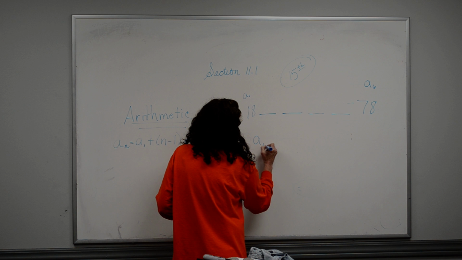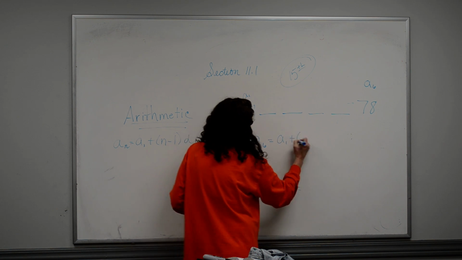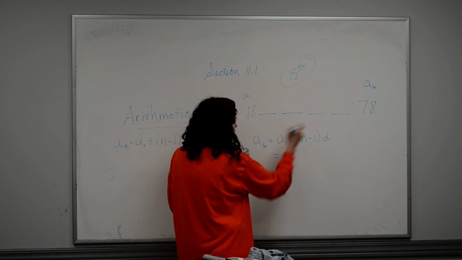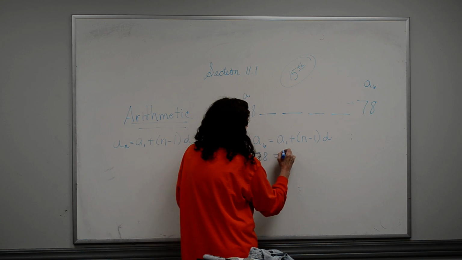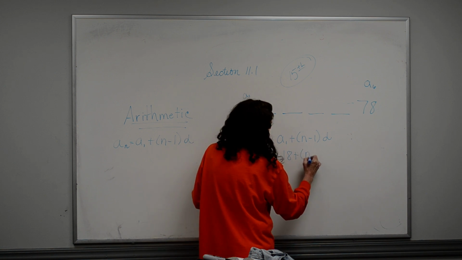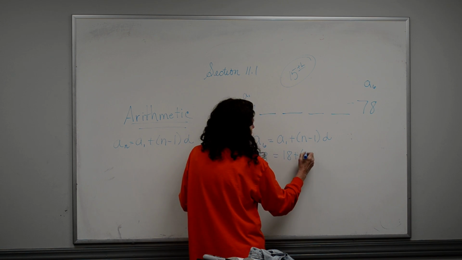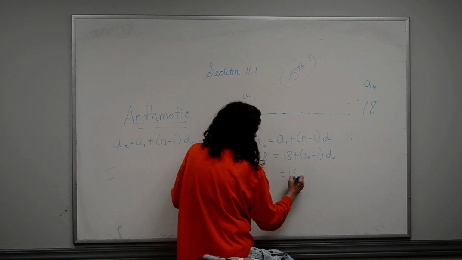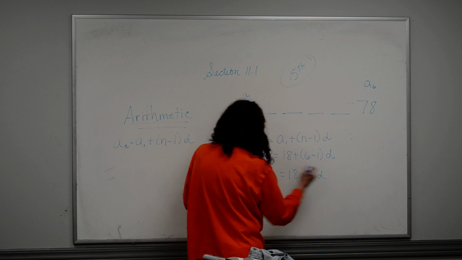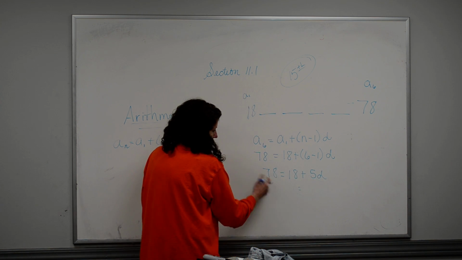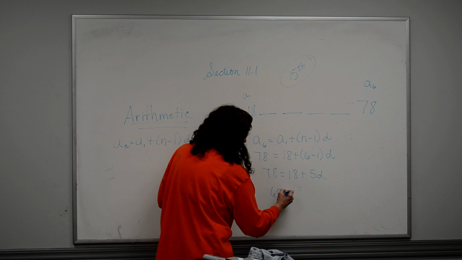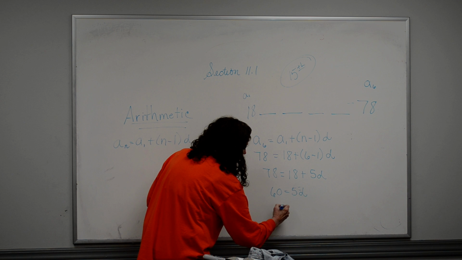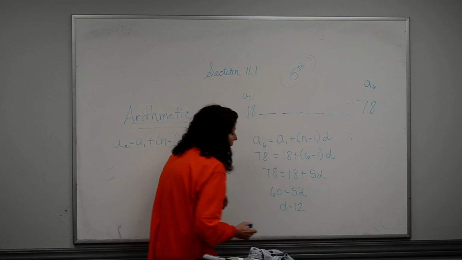So a sub 6 is equal to a sub 1 plus n minus 1 times d. A sub 6 is 78. A sub 1 is 18. I do know my n is 6, so 6 minus 1, I don't know my d. So I have 18 plus 5d is equal to 78. I'm going to subtract, and that's going to give me 60. And I got 60 is equal to 5d. I'm going to divide, and I'm going to get 12.